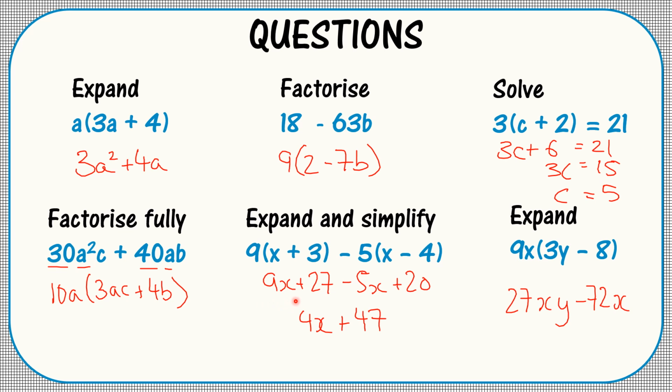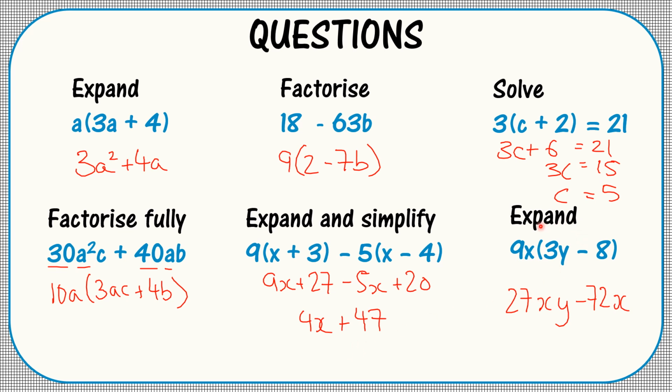Now we have this 9x plus 27 minus 5x plus 20. We will just collect like terms and simplify. You have 9x minus 5x, which equals 4x. And then you have 27 plus 20, which equals 47. So the final answer is 4x plus 47.